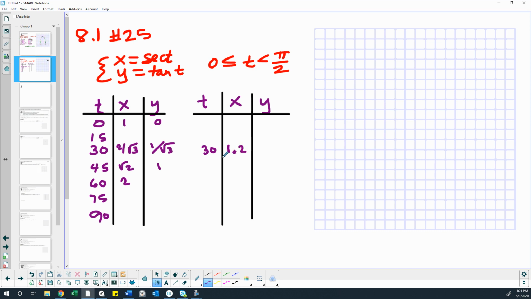Okay. All right, and then 75, I don't know. I'm skipping. And then 90, cosine of 90 is 0, so that would be undefined. And then isn't the tangent of 90 also undefined? So that makes sense that we can't include pi halves. It's just undefined there. Okay, what, Adrian?